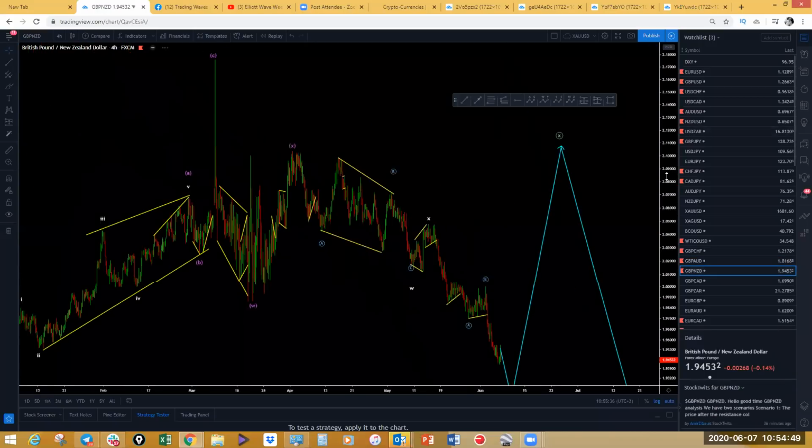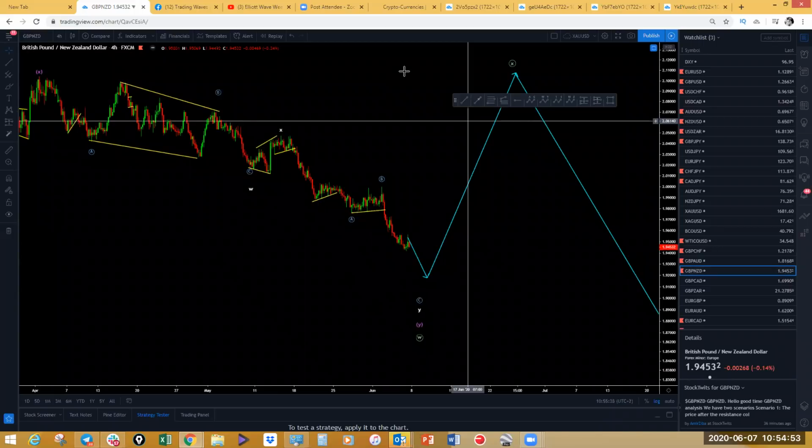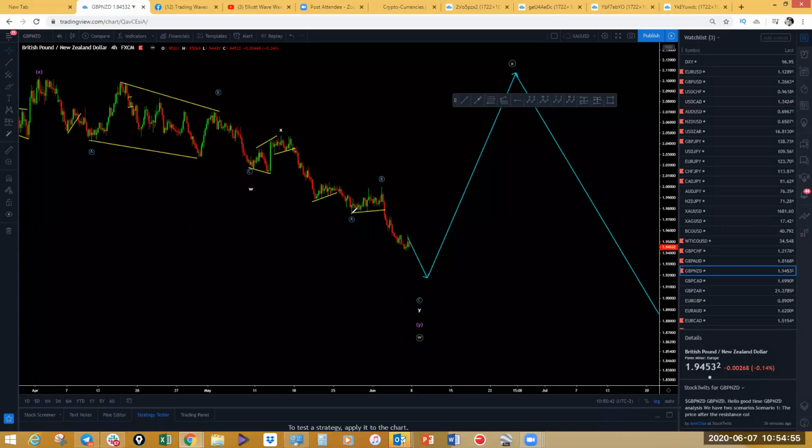Now pound New Zealand, we were looking at this one during our live session, but it was not giving us a clear entry point as far as the risk to reward ratio is concerned. Our stop loss was too wide, so that's why it was easier to just take pound Aussie. We're still going to expect continuation to the downside on pound New Zealand.